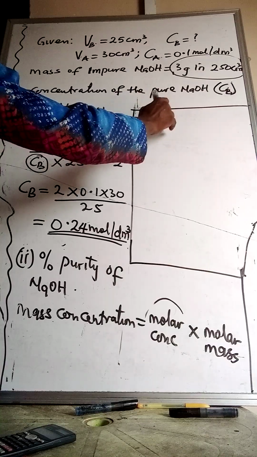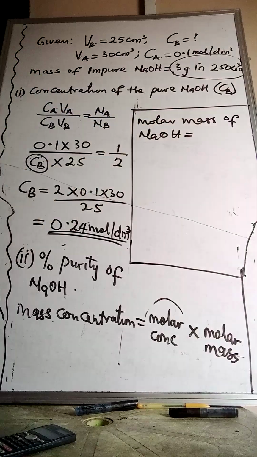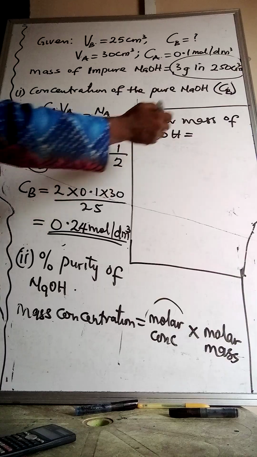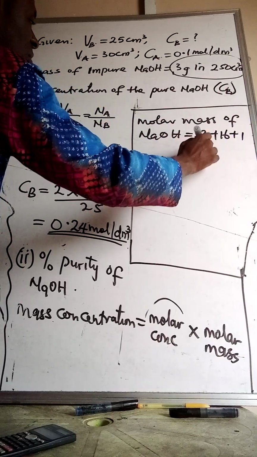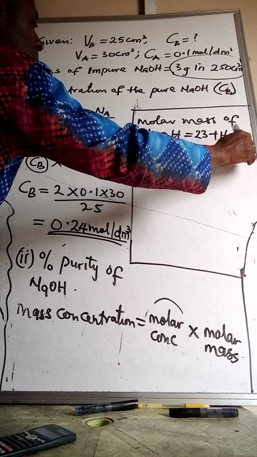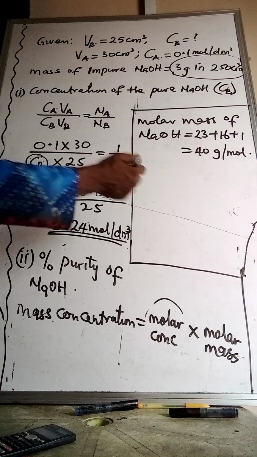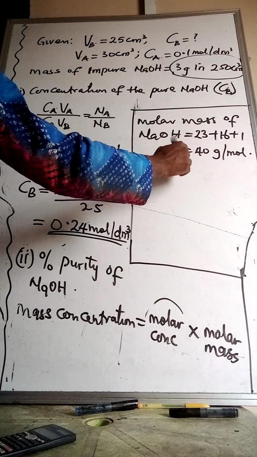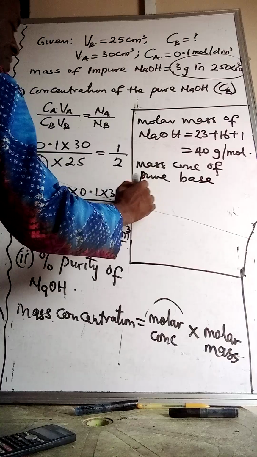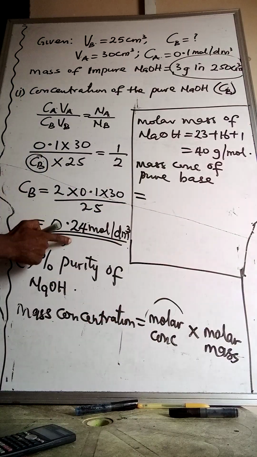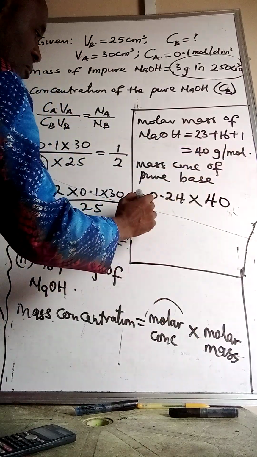So the molar mass of sodium hydroxide will be calculated by adding all the masses of the elements together. That will be 23 plus 16 plus 1, which gives us 40 grams per mole. Okay, having done that, I can go ahead and find the mass concentration of the pure base. Mass concentration of pure base will now be equal to the molar concentration of pure base, which is 0.24, multiplied by the molar mass, which is what? 40. What does that give us?